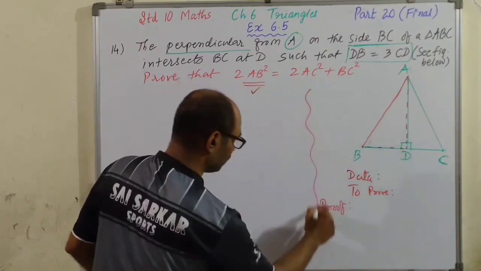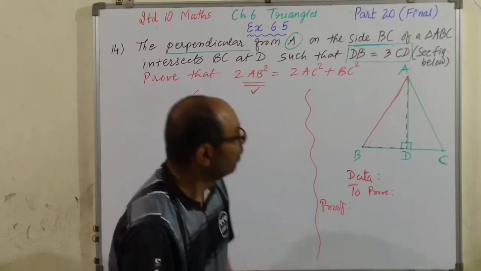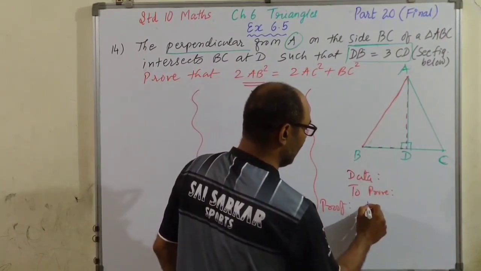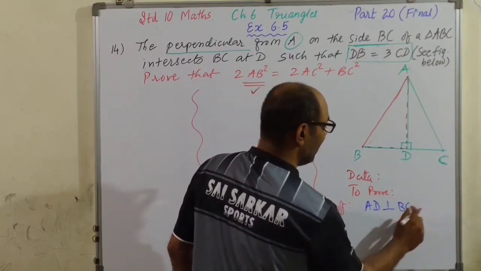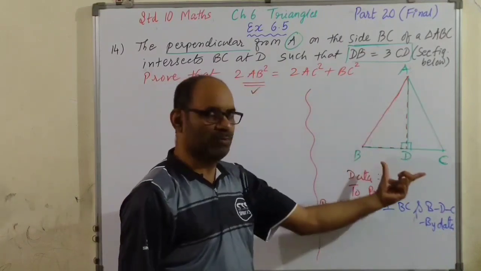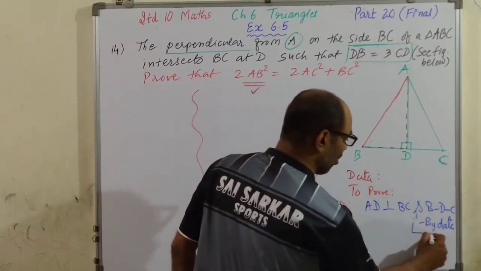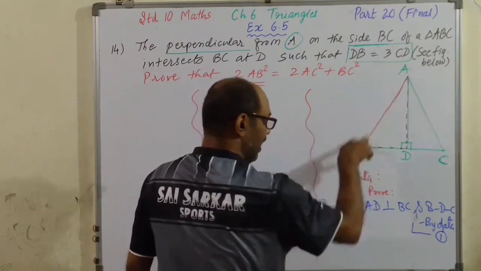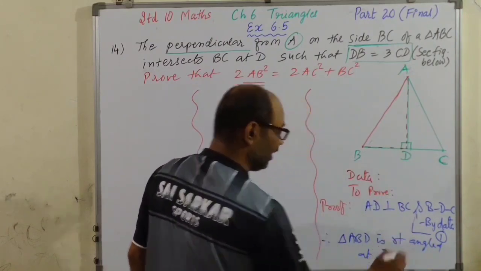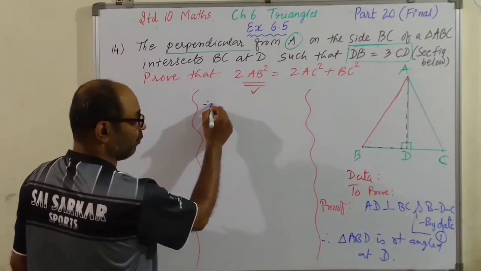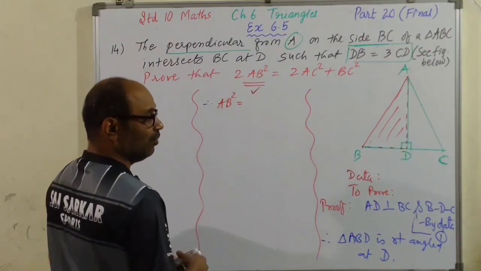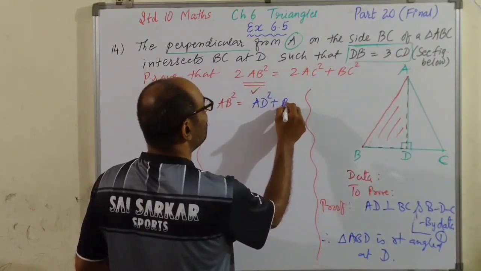I'll start. We will go a little backwards. Proof. I'm getting this AB square very easily. So I'll get it. AD is perpendicular to BC and B, D, C. This is by data, that is given: perpendicular from A to BC and B, D, C. Okay, let's call this 1. Therefore, triangle ABD is right angled at D, by 1. Therefore, in this triangle, AB square is equal to AD square plus BD square.